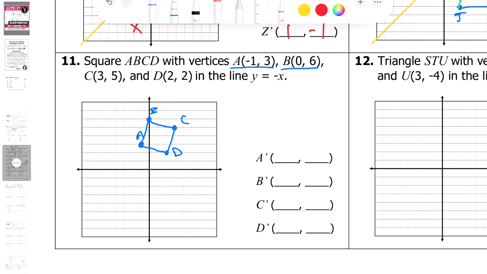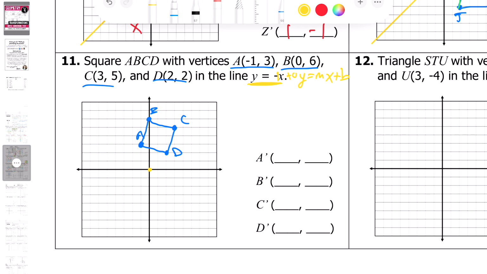All right, so now let's talk about the line that it's reflecting over. So we have our 4 points. So it's reflecting over y equals negative x. So again, if it's y equals mx plus b, that negative in front of the x actually means negative 1. So my slope is negative 1 over 1. And then I have nothing after it. I don't have that plus b. So that just simply means, again, plus 0.